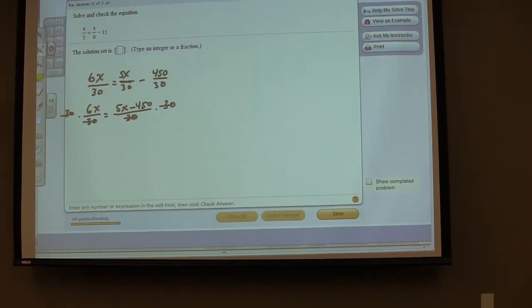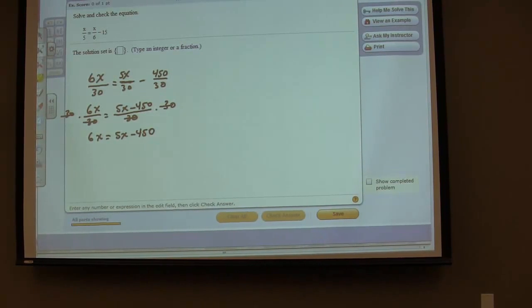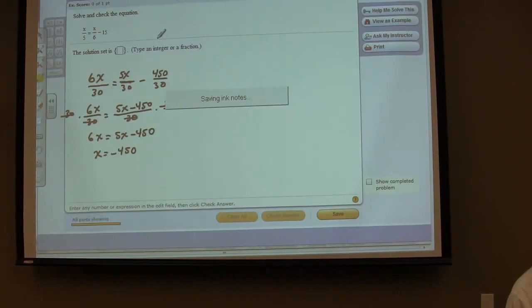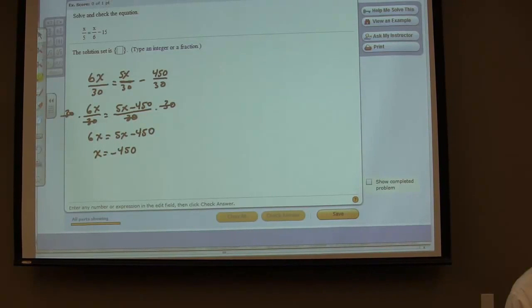And now I don't have fractions anymore. I have 6x equals 5x minus 450. Subtract 5x from both sides, and I'll have x is equal to negative 450. So that was number 12. Let's look at number 13.